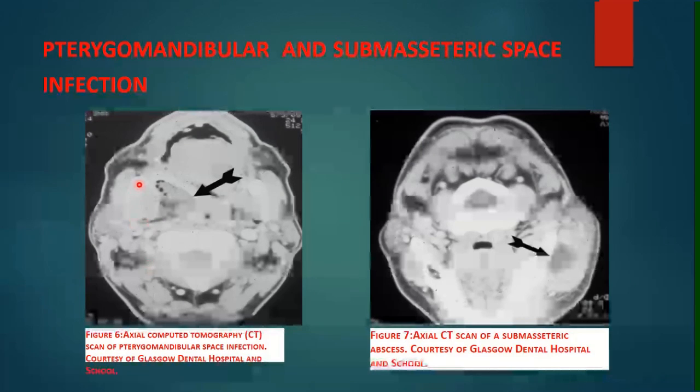Confine the borders. The bone is the ramus of the mandible. If it's located medially to the ramus, then it's going to be pterygomandibular. If it's located externally or laterally to the ramus, it's going to be the submasseteric space.